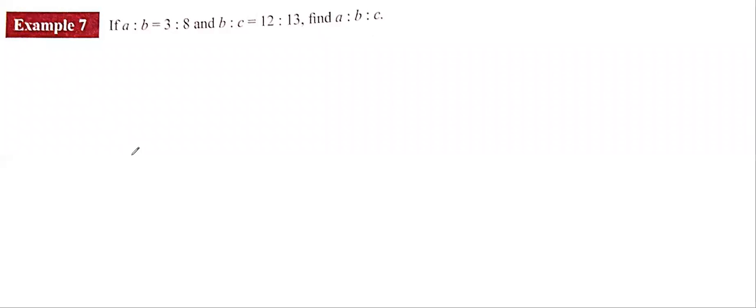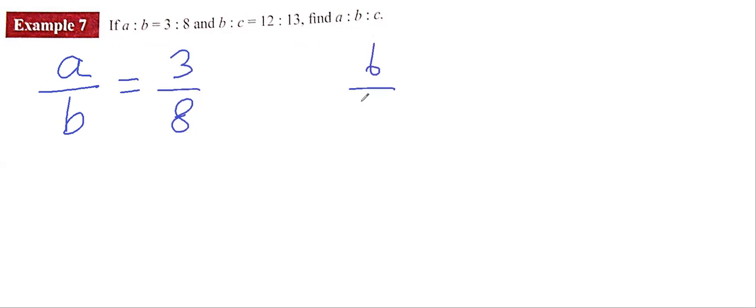Got it? Okay. So in example 7, a is to b is equal to 3:8, and b is to c is equal to 12:13. Find a is to b is to c. It means what is given to you? A divided by b is given to you, that is 3 by 8, and b divided by c is given to you, that is 12 by 13. You need to find a is to b is to c.